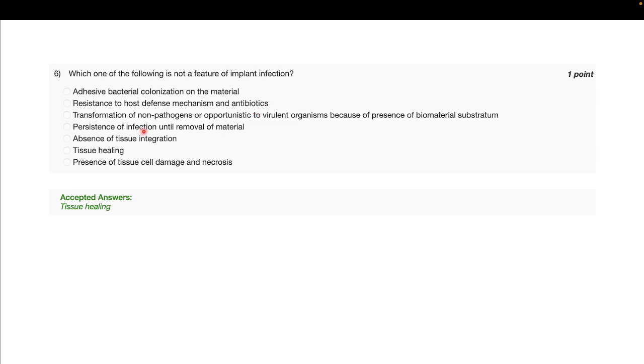Persistence of infection until removal of the material is also a feature of implant infection. Absence of tissue integration: because your implant is now covered with bacterial biofilm, it does not lead to tissue integration. The last option is tissue cell damage and necrosis, which happens because your immune system is trying to attack the bacteria but is not able to kill them. This persistent immune attack leads to tissue cell damage and necrosis, killing your own body cells as well. The only option that does not fit is tissue healing. Implant infections don't lead to tissue healing, so that's why this is the correct answer.